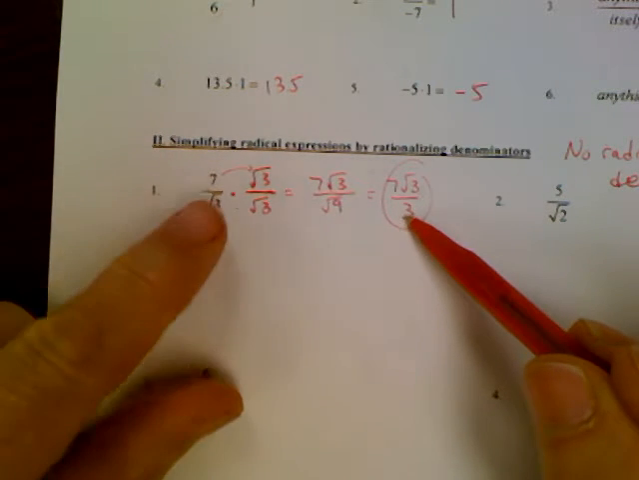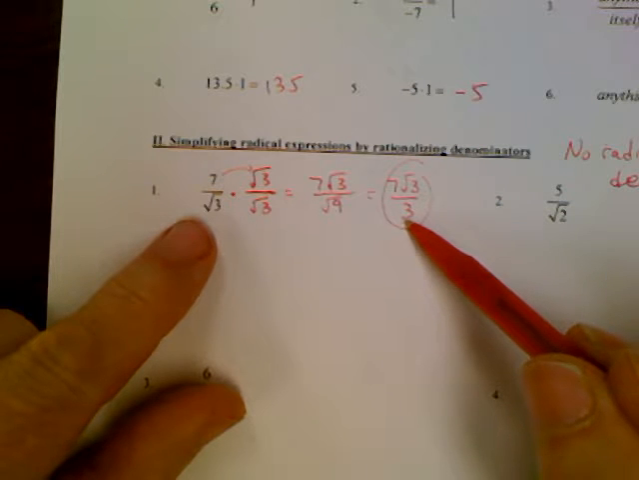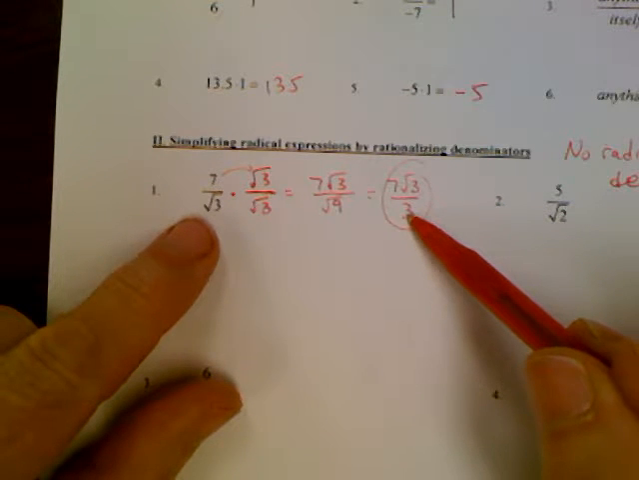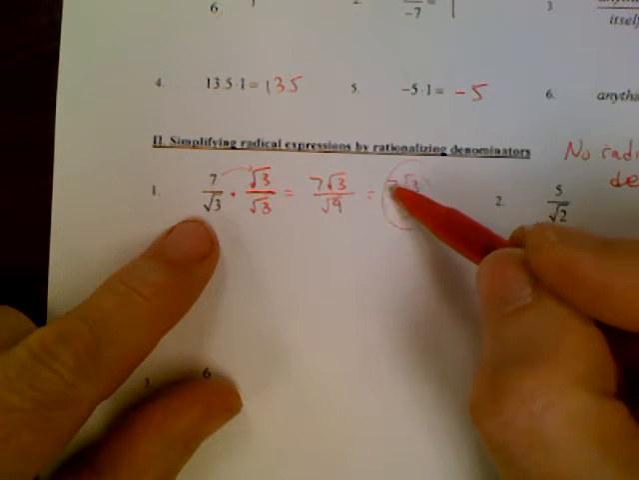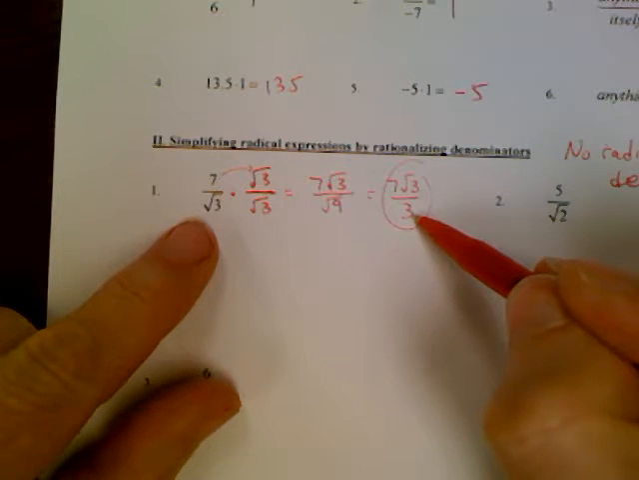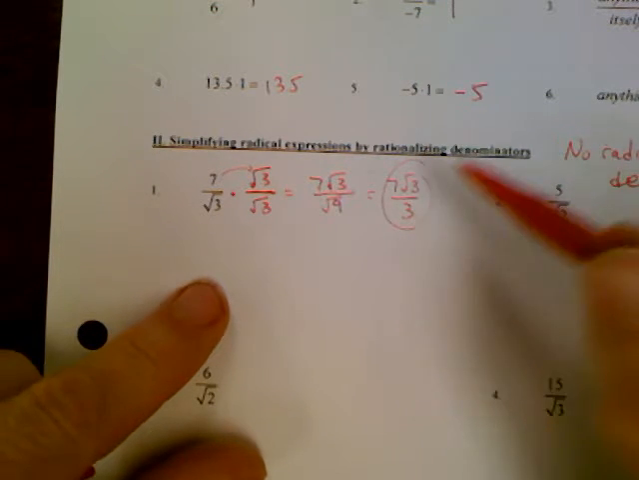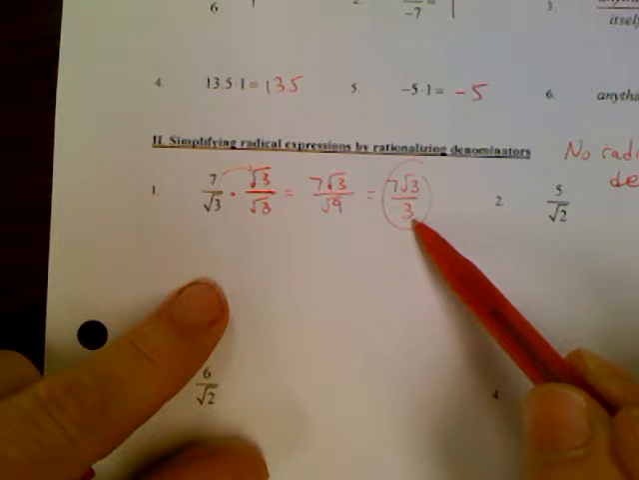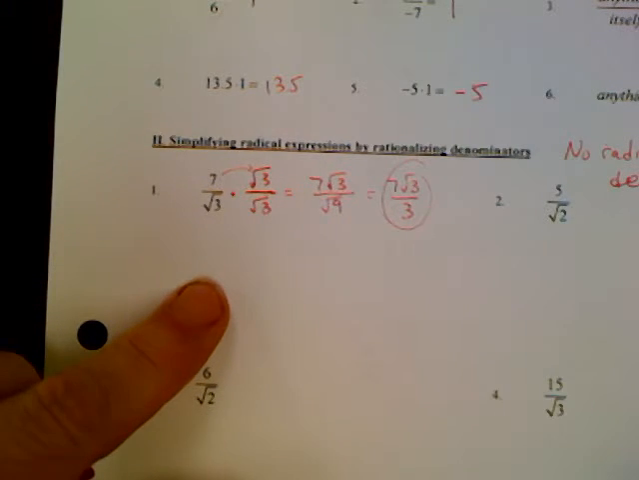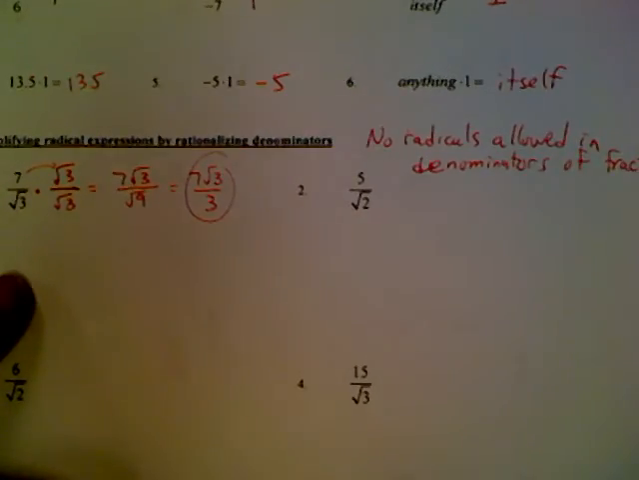You can check this. Put these both in your calculator. You'll get the same decimal value right out to the last digit. But mathematicians like this one better. They consider it more simplified because there is no radical in the denominator anymore. Okay? So, moving on to number 2.